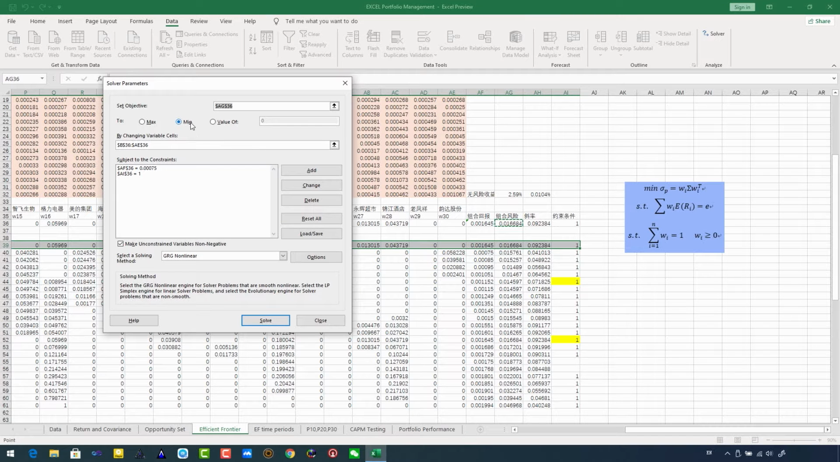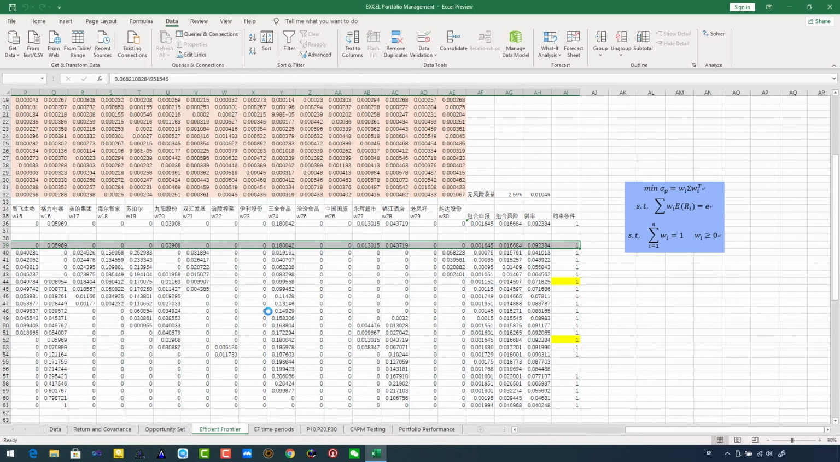So we calculate the minimized portfolio risk, and then you click solve, and it will give you a new result. And when the solver gets the result, you copy paste it here. And for the next one, you need to set the expected return equal to 0.0085. Then do each one by one, and copy paste down.